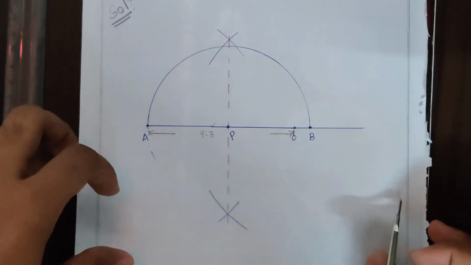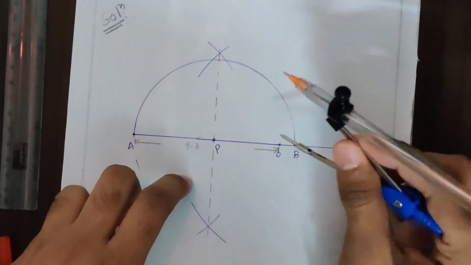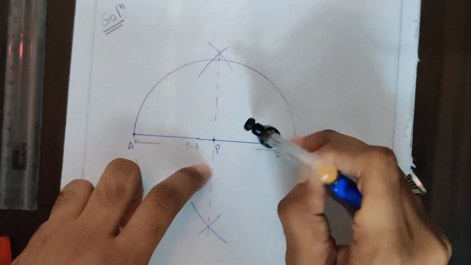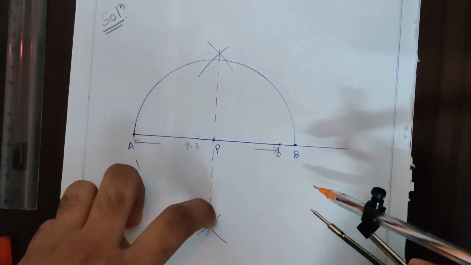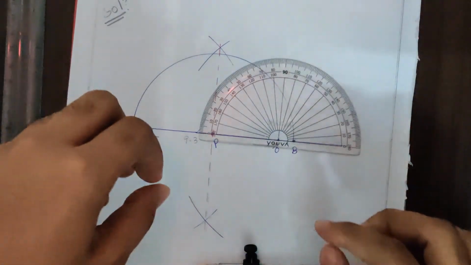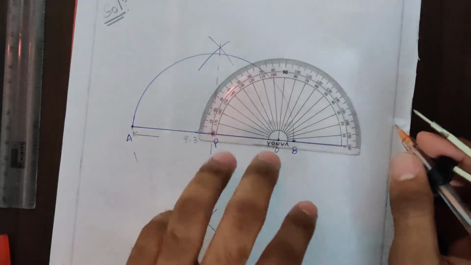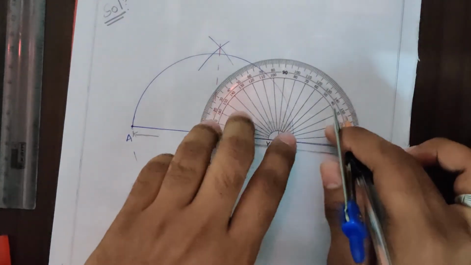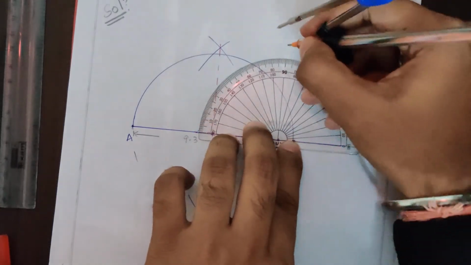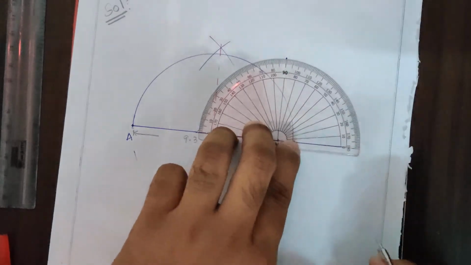Now our next step is what? We will draw a perpendicular from point O. Let us take a point with the help of protractor. Perpendicular means 90 degree. So I have marked this point.